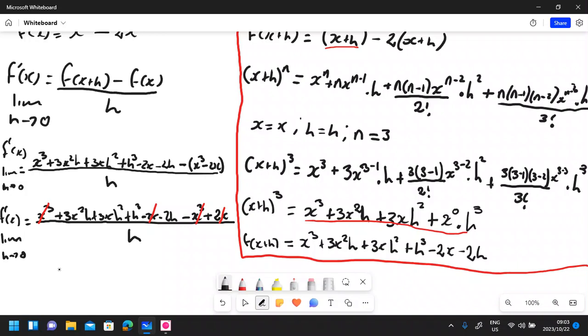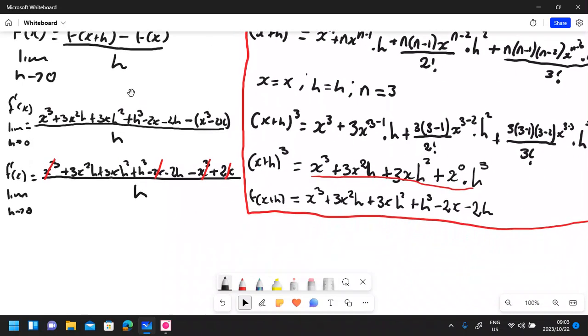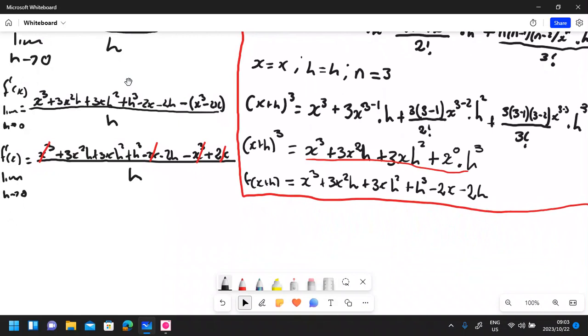Let me just create more space. Remember, guys, when you do the right thing here, the only things that you must be left with are the terms that have h in them. This is what I mean. Let me just write this very quickly. f of x limit, and then h approaches 0. This is what I mean, guys. The terms that are left here should have h, like this one, 3x squared multiplied by h. As you can see, it has h in it, right?